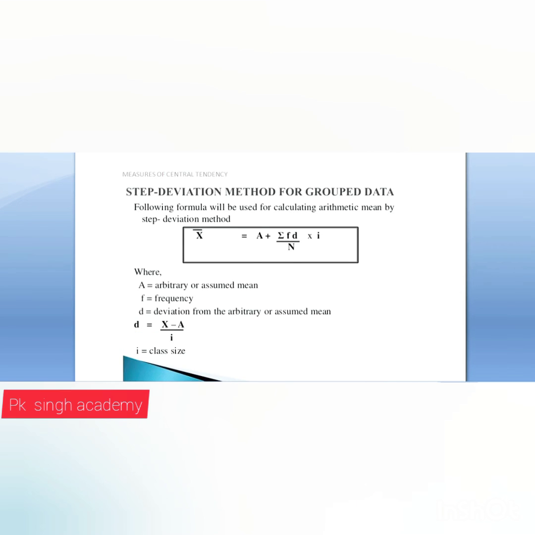Now we'll see the step deviation method. This is the formula: assumed mean plus fd divided by n into i. So what is d here? d is the series minus assumed mean, divided by i. i is the class size. Class size means for 10, 20, what is the class size here? 10. The difference between the lower limit and the upper limit is the class size. Just remember the formula. No questions have been asked till now, so don't worry about that.